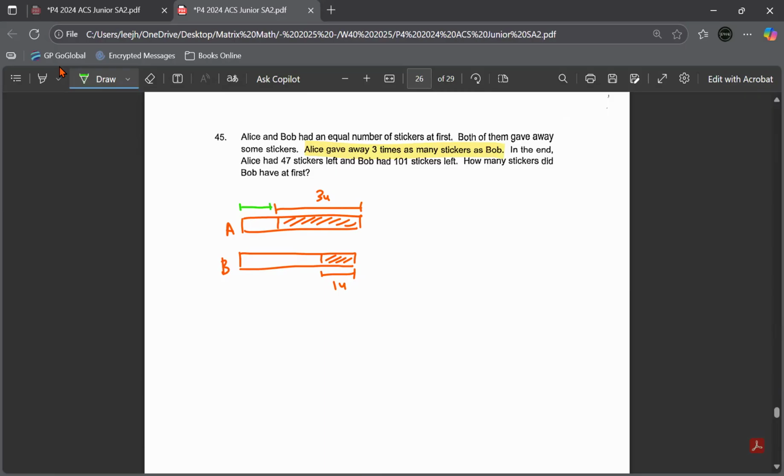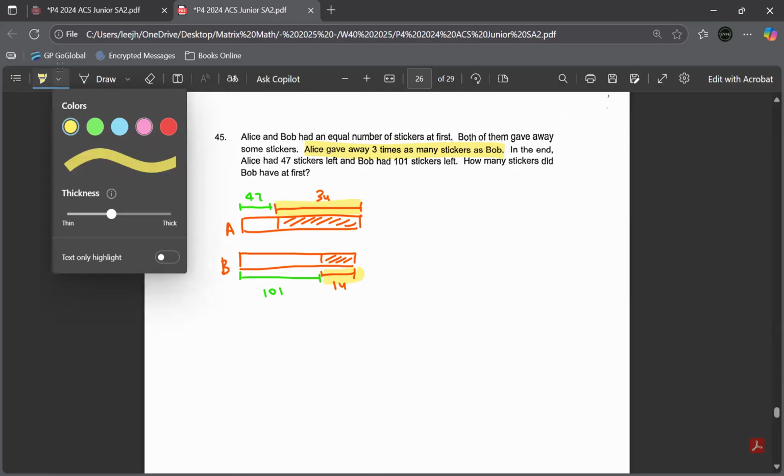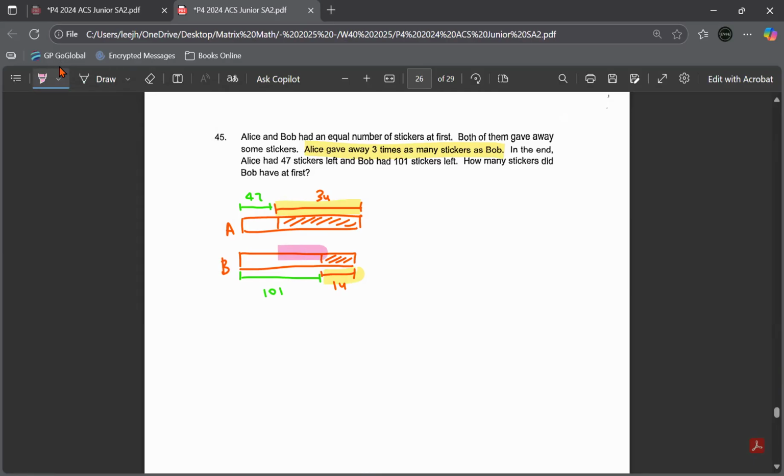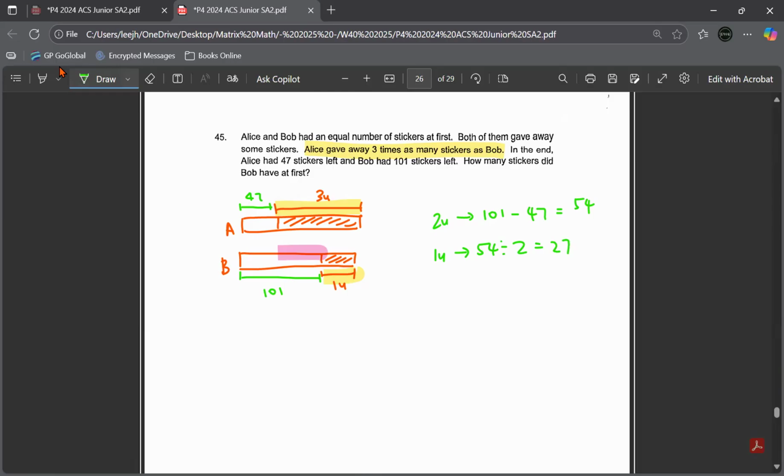And what happened? Alice got 47 left. But Bob 101. So you can actually see over here there is a difference in the number of units. This is 3, this is 1. That means over here, with a difference of 2 units. So how do we find the value of 2 units? You know that it's 101 minus 47, 54. Look for 1 unit, 54 divided by 2, 27.